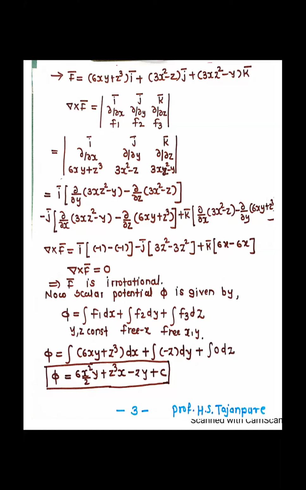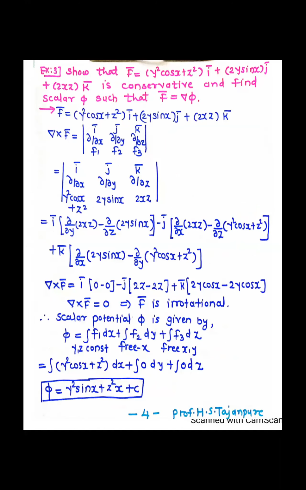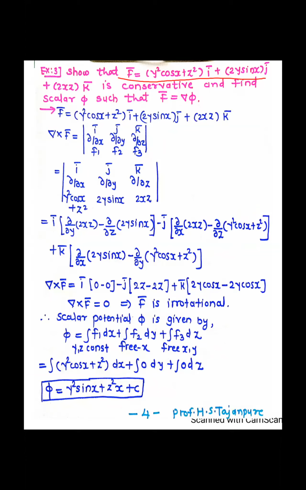Now the examples are of a similar type. Again, in this example, we have to show that this f bar is conservative and find the scalar phi such that f bar equals del phi. This property is always true when the vector field is irrotational or conservative. Same meaning: irrotational, that is conservative.